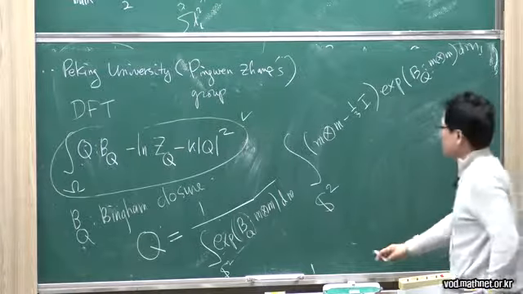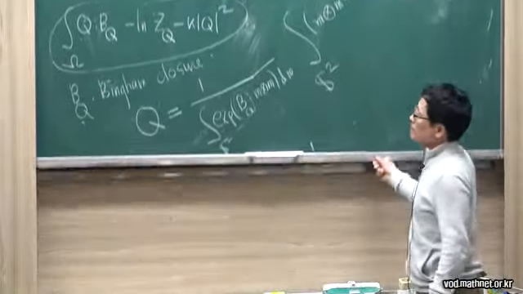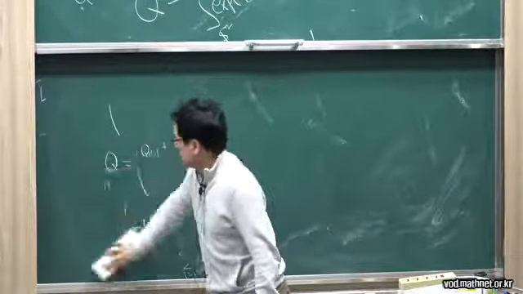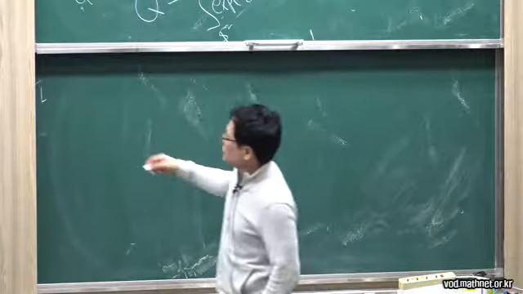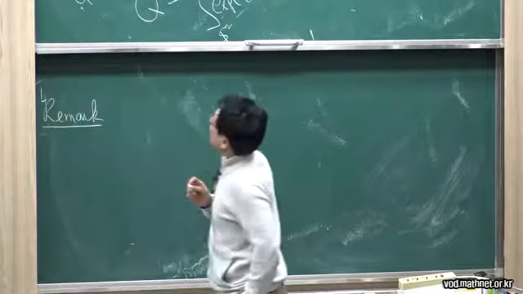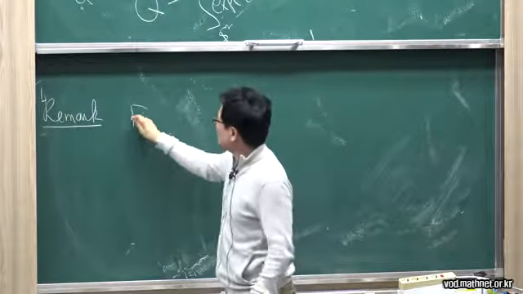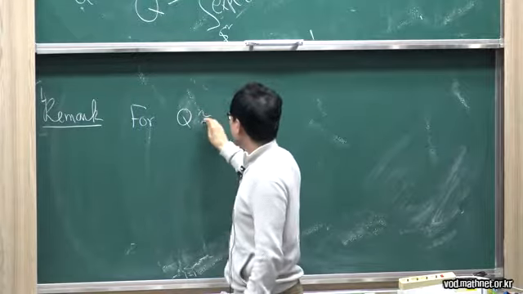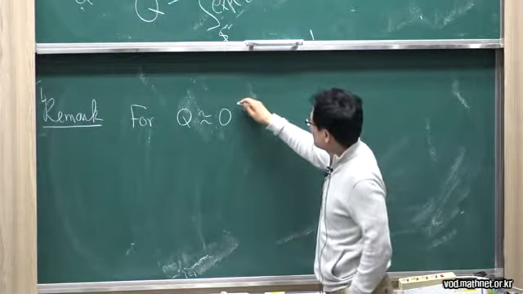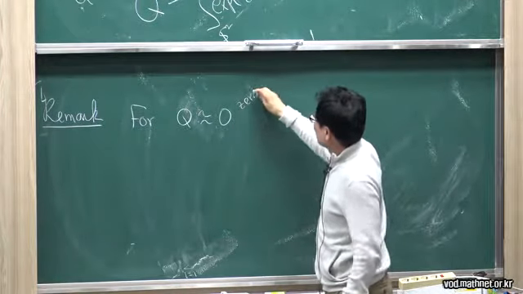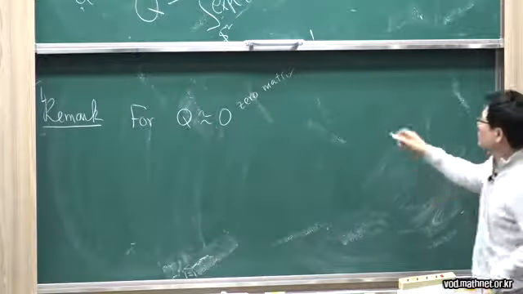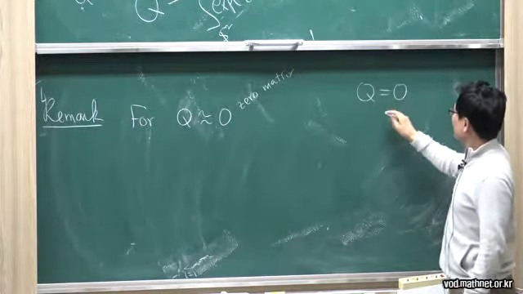So basically, here's one remark. For this energy, consider Q really nearby the zero matrix. This is the isotropic zero matrix. So Q equals zero means isotropic.